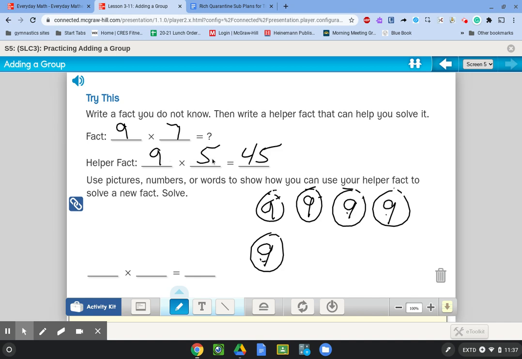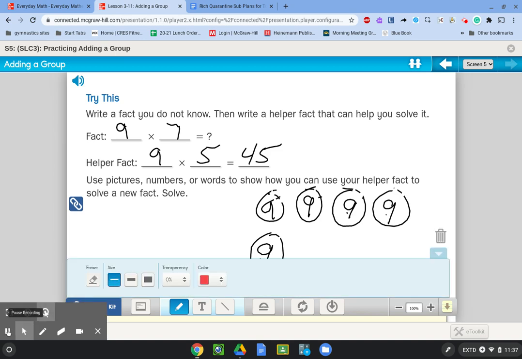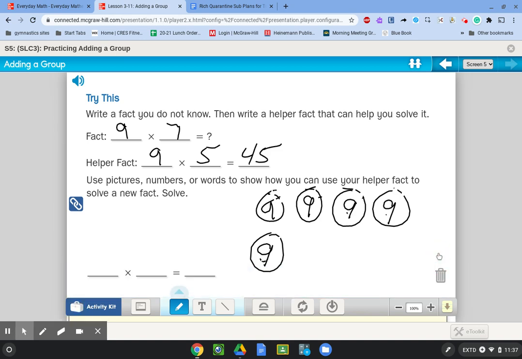And we know that 9 times 5 is 45, or using the turnaround rule, the commutative property of multiplication, I can also say 5 times 9 is 45. Now, I have 5 groups of 9. I need 7 groups in total, so I need 2 more groups. To make 2 more groups, I'm going to use my red color to show that I'm adding 2 more groups.